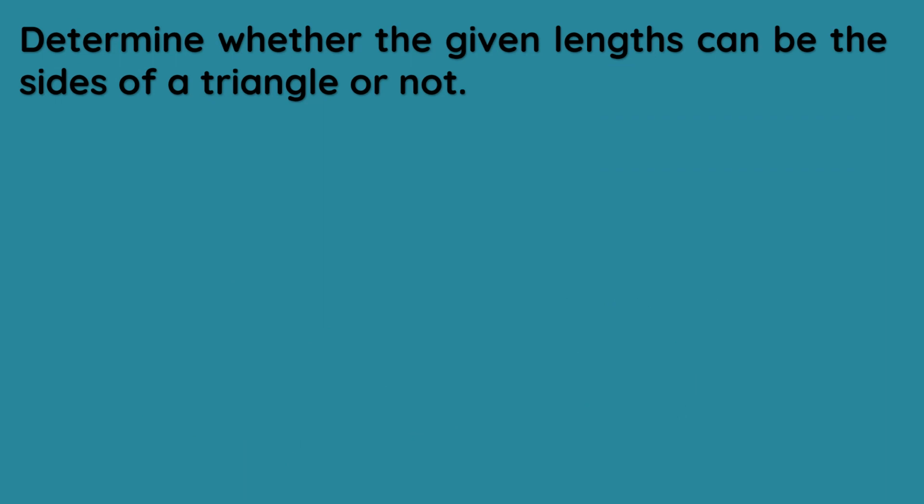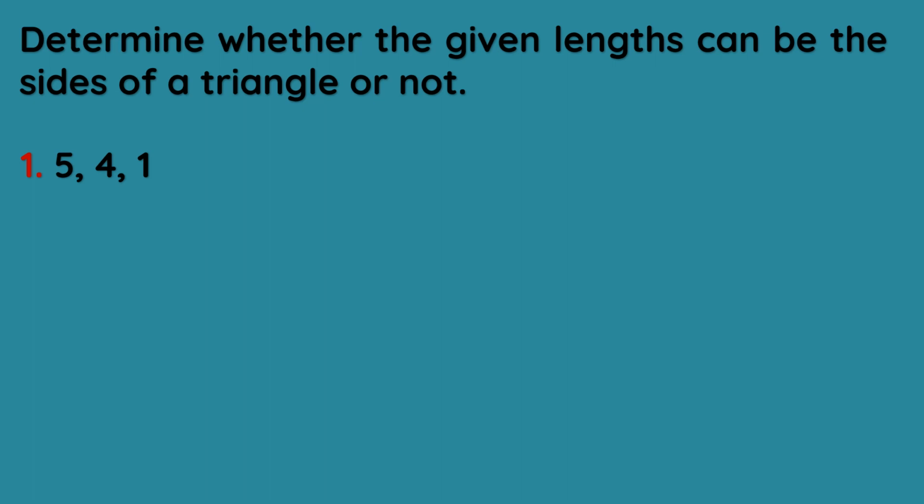We now use the triangle inequality theorem in determining whether the given lengths could be the sides of a triangle or not. The first set is 5, 4, and 1. All we need to do is add the lengths of two sides of the triangle, and our sum must be greater than the third side. If our sum is not greater than the third side, the said lengths could not form a triangle.